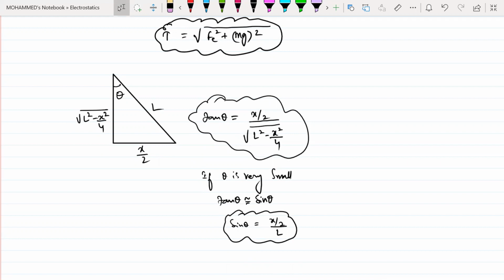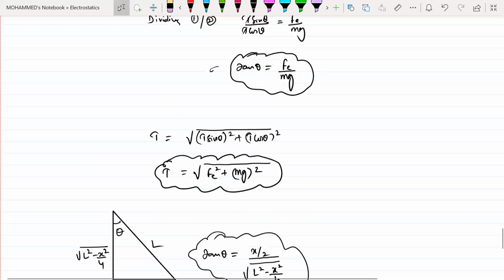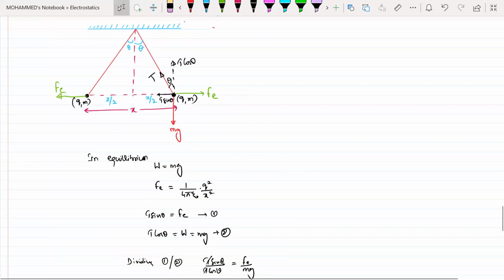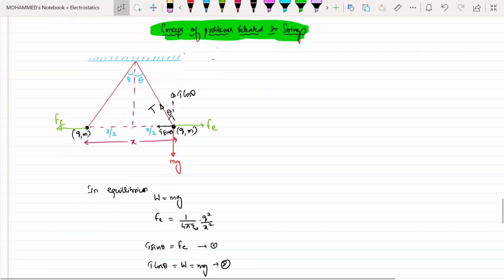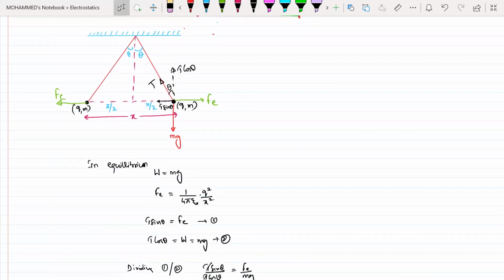Whenever you are solving problems related to strings, this is the basic way to approach them. First, in equilibrium, balance the forces in the vertical and horizontal directions. As the charge has mass m, its weight acts downward, and tension T acts along the string, making an angle theta. Resolve the force into horizontal component T sin theta and vertical component T cos theta.